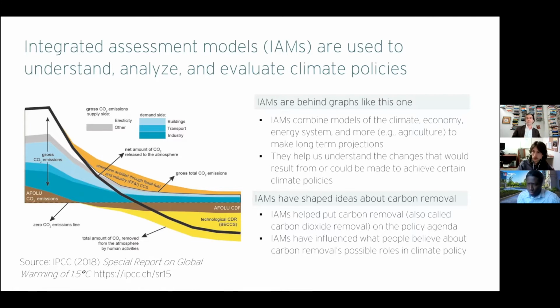IAMs are behind graphs like this one that you'll see in major scientific reports about climate change, tracing out sector by sector pathways that we could follow to meet our collective climate goals. IAMs are also behind some of the headlines that you hear when these big climate reports come out. Headlines like, we need to cut our emissions in half by 2030 to keep warming below 1.5 degrees, or we need to get to net zero carbon dioxide emissions by 2050, or a striking claim from the most recent report by the Intergovernmental Panel on Climate Change, carbon removal is now essential to limiting warming below 1.5 degrees Celsius.